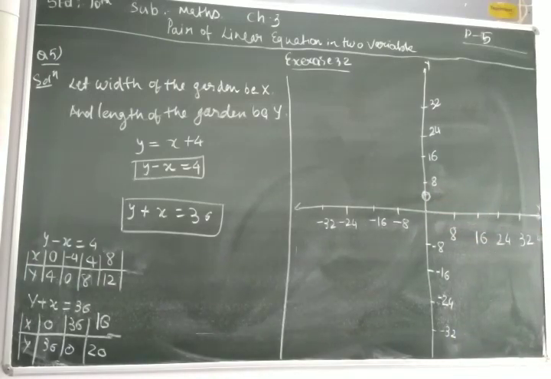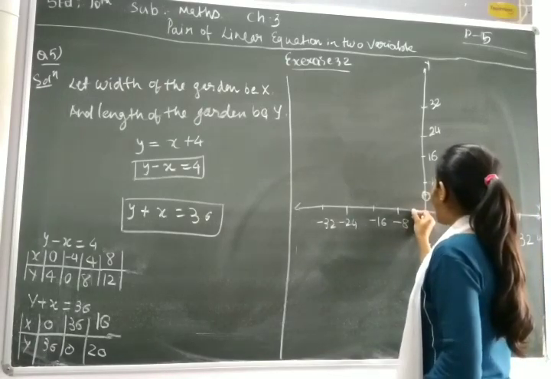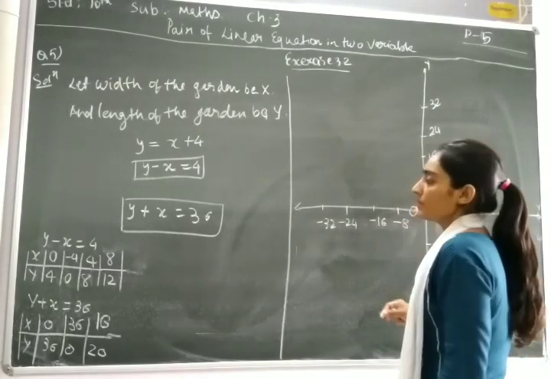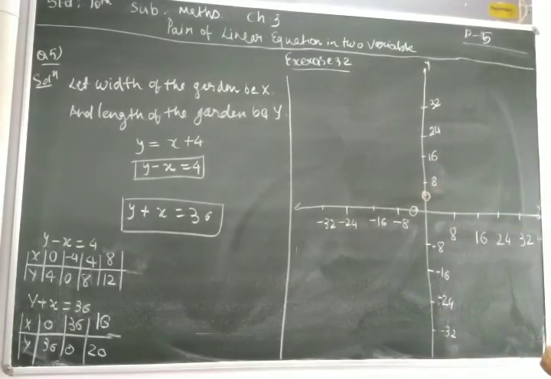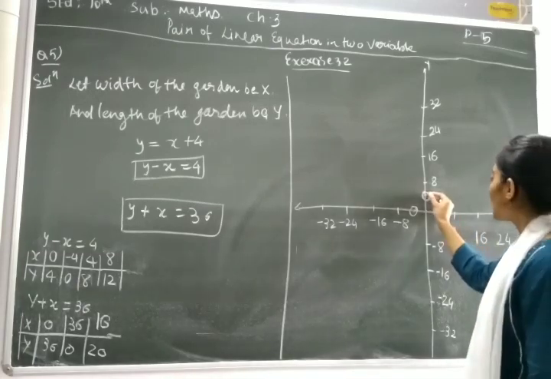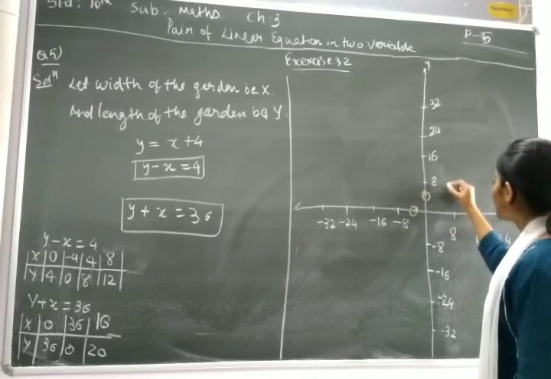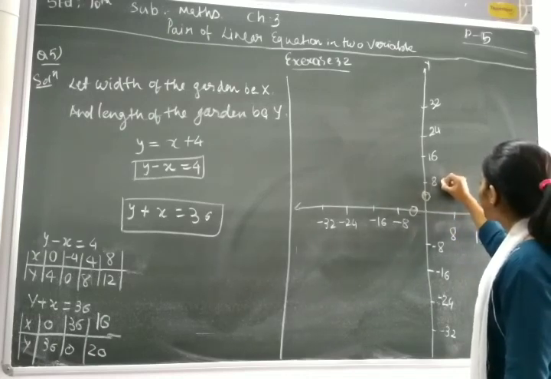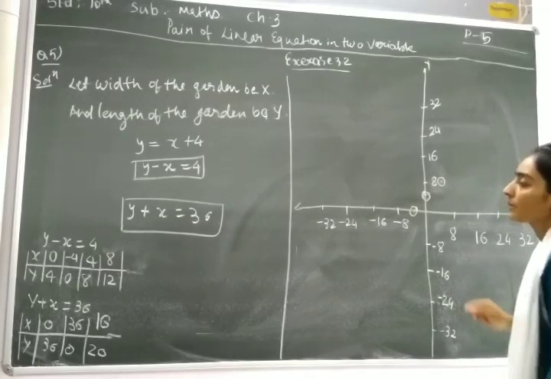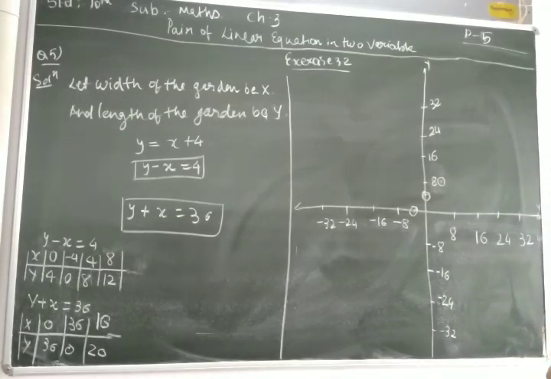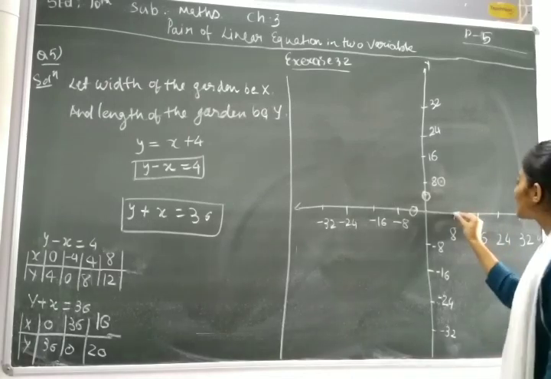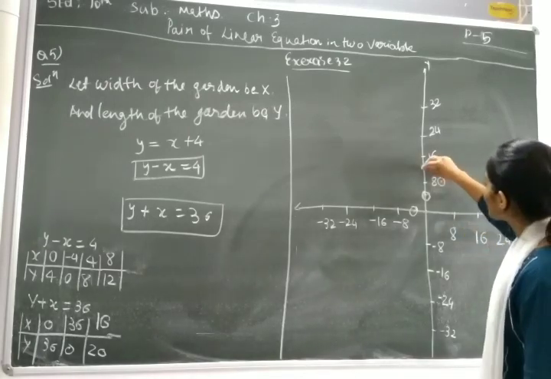Now the second one, x equals minus 4 and y equals 0, which means over here. Now x equals 4 and y equals 8, which means somewhere over here. Now x equals 8 and y equals 12. So somewhere over here.